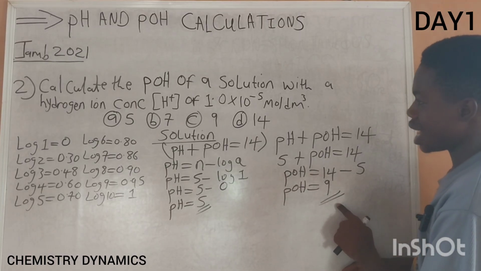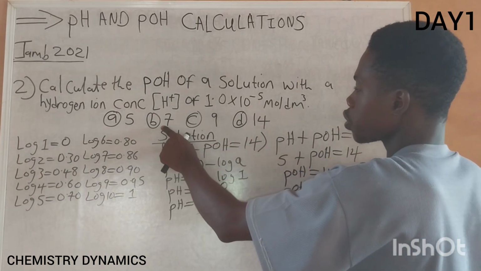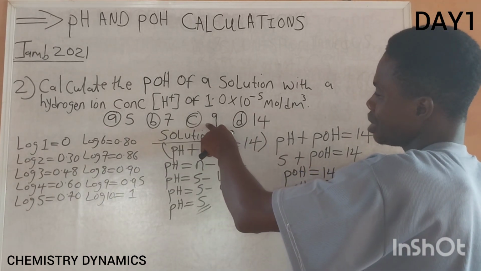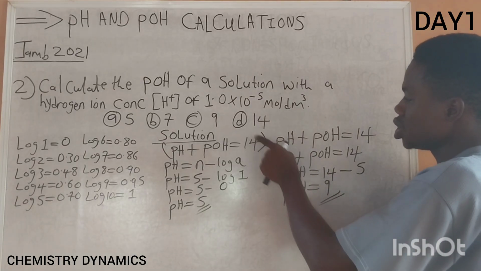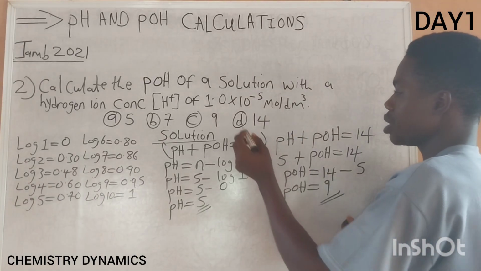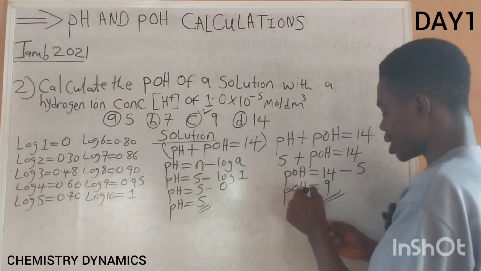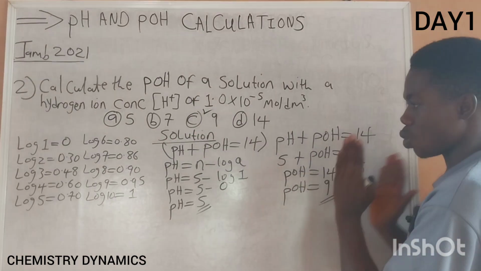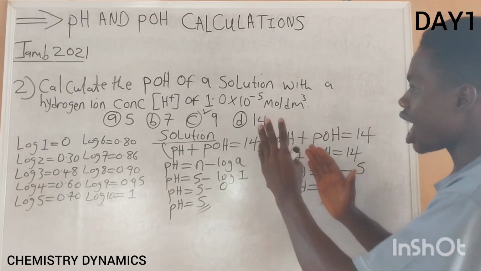Now coming back to the options, we have option A to be 5, option B to be 7, option C to be 9, and we got pOH to be 9. No need to go to option D again, which means our option C is our final answer to this particular question. So from here, I hope you guys understood all what I've been solving.